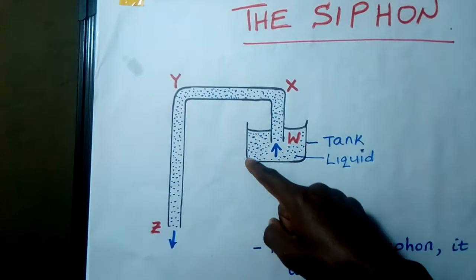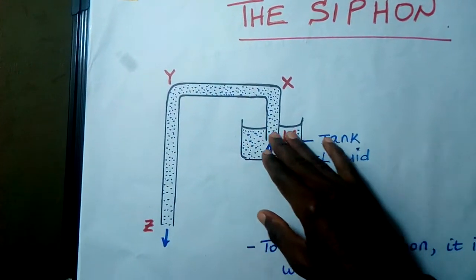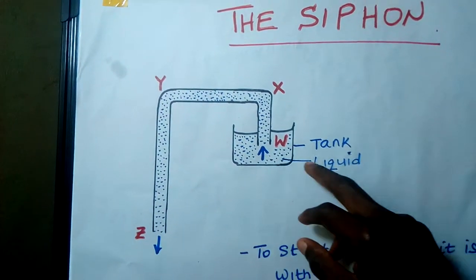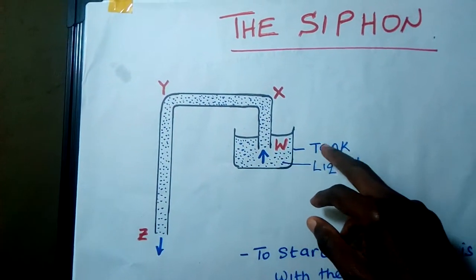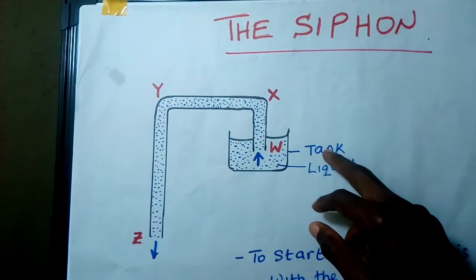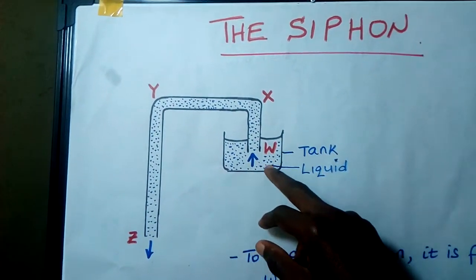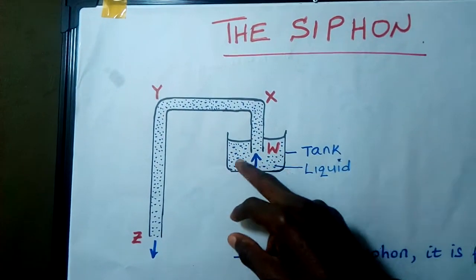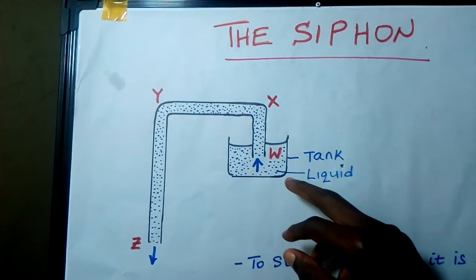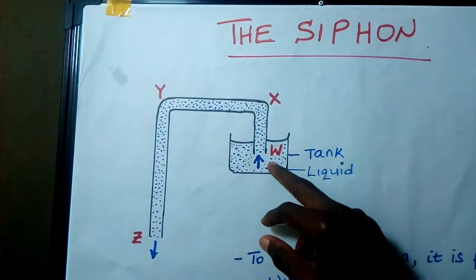This is the tank. Maybe you have your oil here. This is a liquid, but you want this tank to become empty. You want to empty the tank. All this liquid, you want it to flow somewhere. Maybe you are transferring petrol from a tank somewhere.